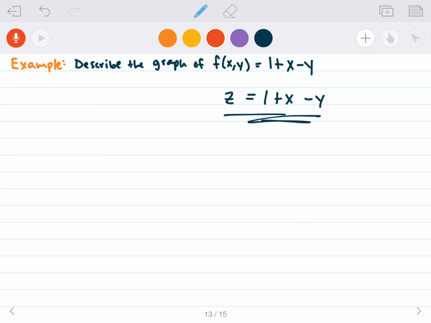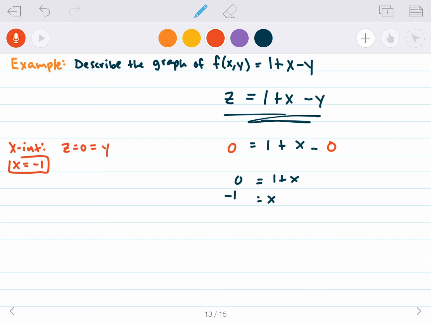So let's first look at our x-intercept. This occurs when y and z are 0. So if I plug in 0 for z and 0 for y and solve for x, I get 0 equals 1 plus x minus 0, which is just 1 plus x. Subtract 1 from both sides and get x equals negative 1. So my x-intercept is going to be x equals -1. This is going to lie on my x-axis.